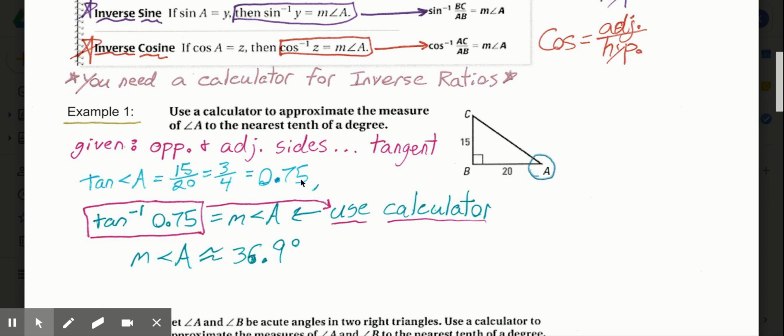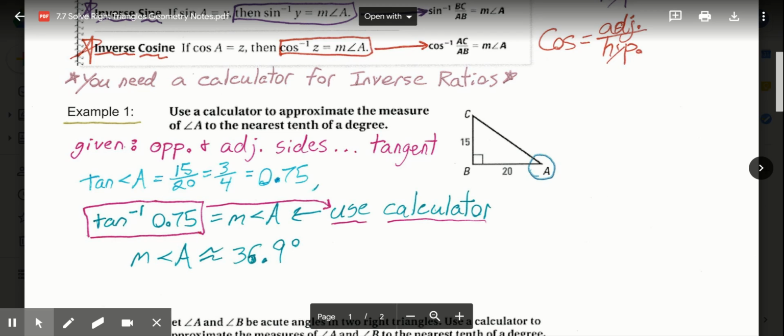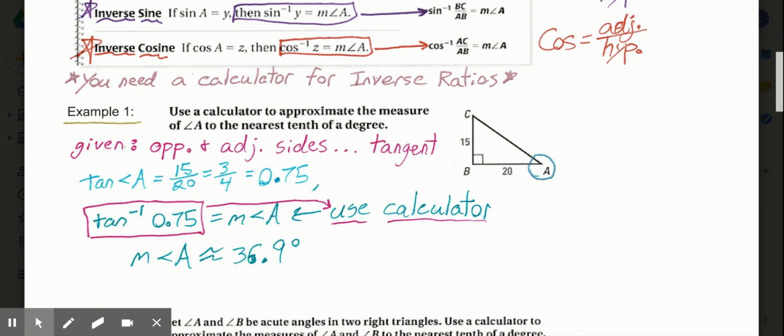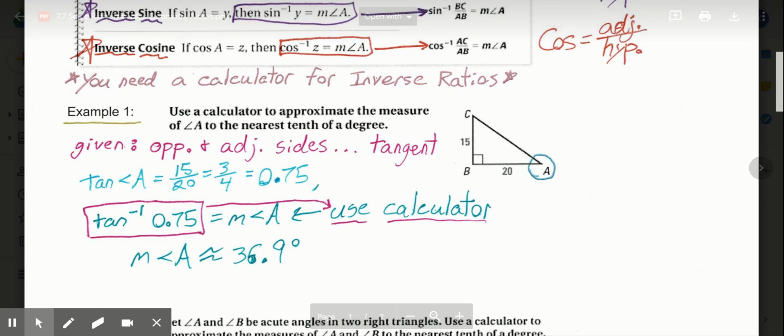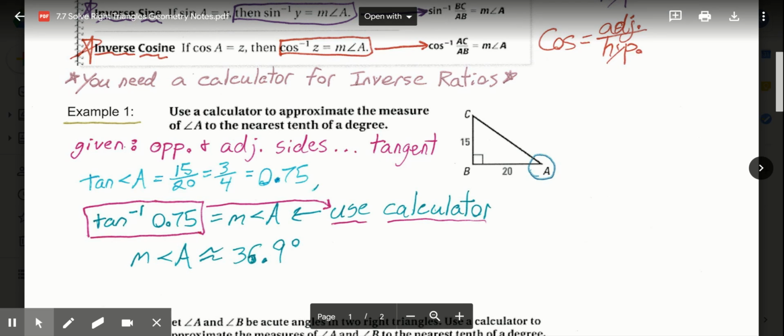So the tangent of angle A is 15 over 20, which is 3/4 or 0.75. To figure out the measure of angle A, we need to use a calculator. What you would put in is the inverse tangent of 0.75. That would give us the measure of angle A being approximately 36.9 degrees. And again, on most calculators you have to hit the second button, and these inverse functions are located above the tangent, sine, and cosine buttons.